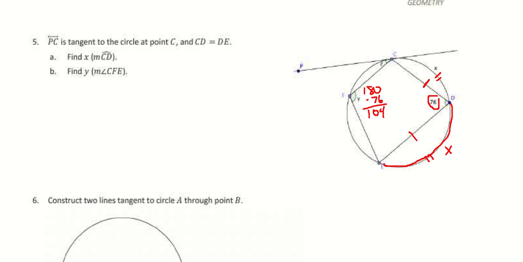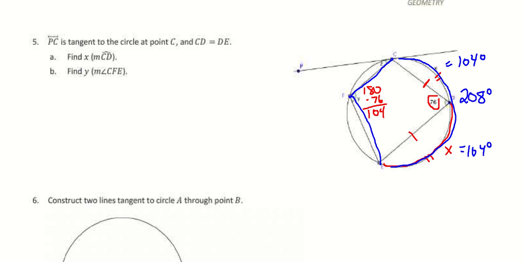Now, keep in mind that this angle is inscribed to this entire arc. So if this is 104, this arc has to be 208 degrees, and it's cut in half. So x is just half of that. So this is 104 degrees over here and 104 degrees over here. Remember, not drawn to scale.